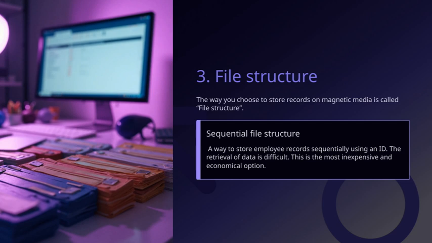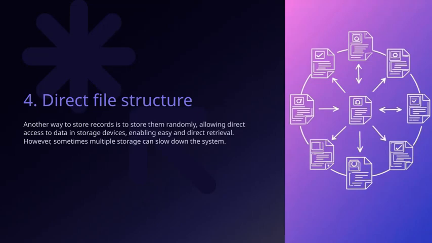Another way to store records is to keep them randomly, which means we can access data directly from storage devices. This approach makes retrieval easy and quick because you can go straight to the data you need without having to go through other records. But it's important to keep in mind that sometimes, using multiple storage locations can slow down the system. When we talk about direct file structure, we're focusing on how data is organized to enable this kind of efficient access, which ties back to our overall goal of optimizing data management for better performance.